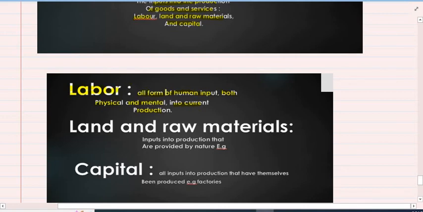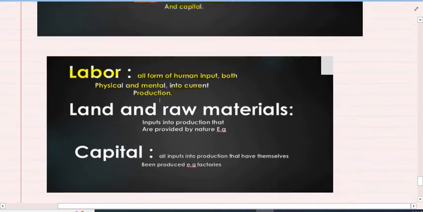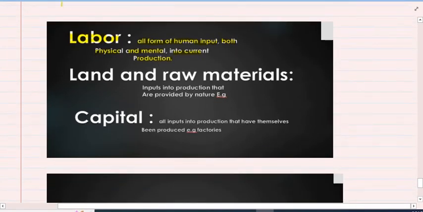And what does labor mean? All forms of human input, including both physical and mental, into current production, we call that labor. Okay, and this is the first factor of production. The second factor of production we have here is land and raw materials. So these are inputs into production that are provided by nature, like land, which is provided by nature, and some other stuff like deposits.